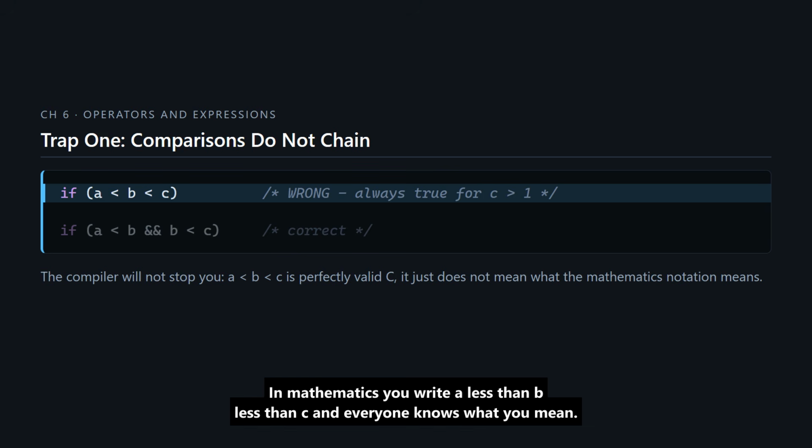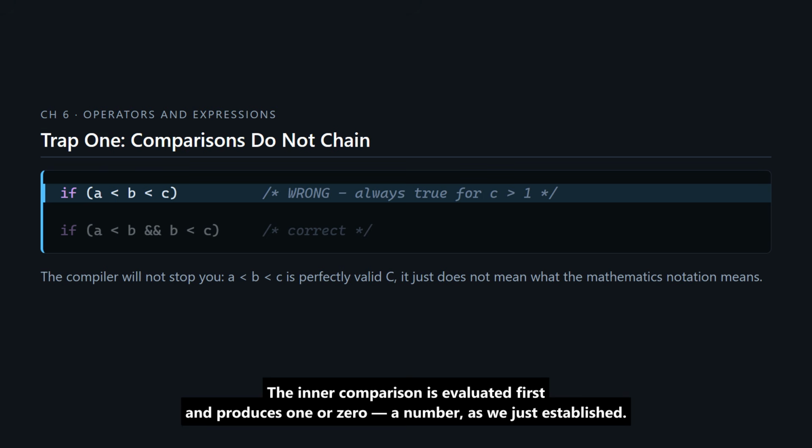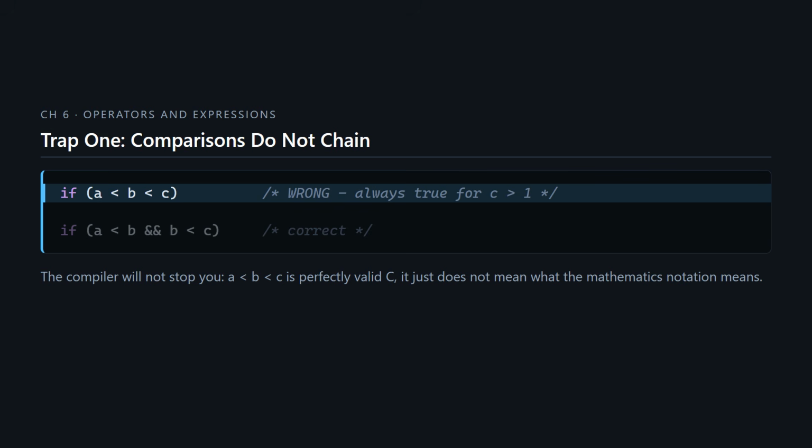In mathematics you write a less than b less than c and everyone knows what you mean. In C that expression is legal, compiles without complaint, and means something else entirely. Relational operators are left associative, so it groups as open bracket a less than b, close bracket, less than c. The inner comparison is evaluated first and produces 1 or 0, a number as we just established. That number is then compared against c.